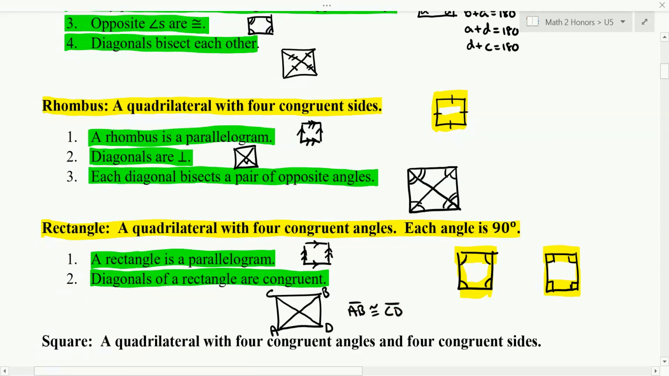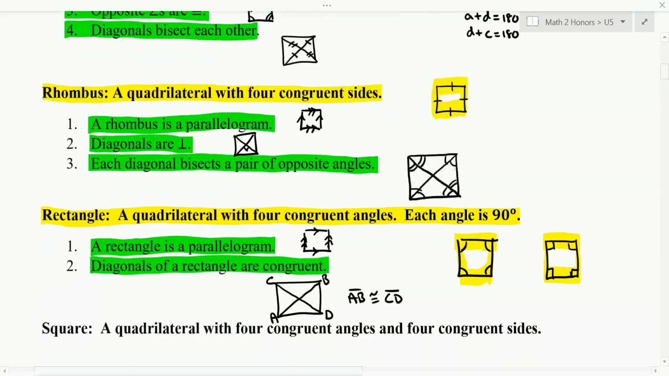Okay. Does a rectangle have to be a rhombus? No. Does a rhombus have to be a rectangle? No. Does a rectangle have to be a parallelogram? Yes. Does a parallelogram have to be a rectangle? No. Okay, so knowing the relationships between these things is something that we want to get straight as well. And I'll give you a little diagram at the end of this to show you that.